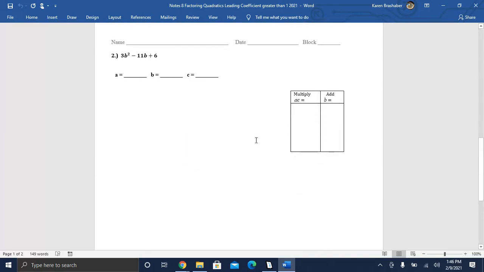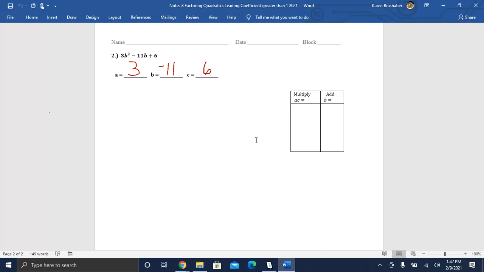On your second example, you have 3b to the second minus 11b plus 6. If I check to see if I could divide each term by 3, I cannot divide 11 by 3. I also cannot divide each term by b because the 6 doesn't have a b. So there are no like factors. I start with identifying a, b, and c. A is 3, b is negative 11, c is 6.